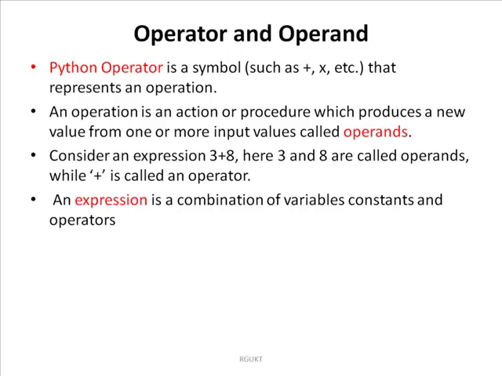An operation is an action or a procedure which produces a new value from one or more input values, which are called operand values. For example, 3 plus 8 is an expression. There 3 and 8 are the operands and plus is the operator. An expression is a combination of variables, constants and operators.